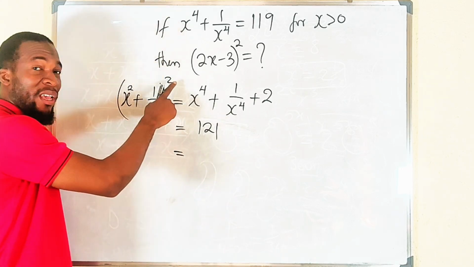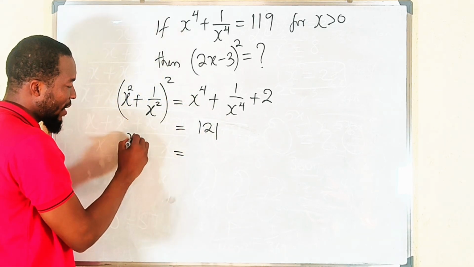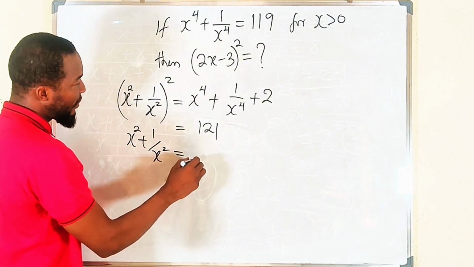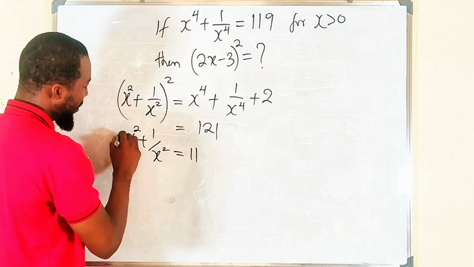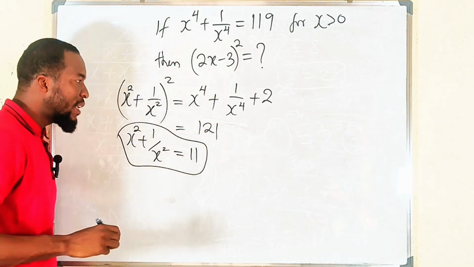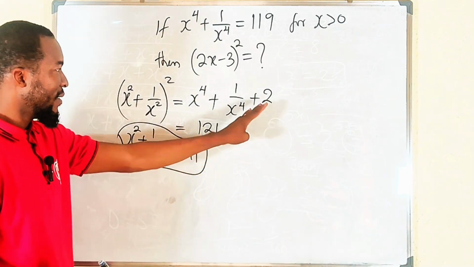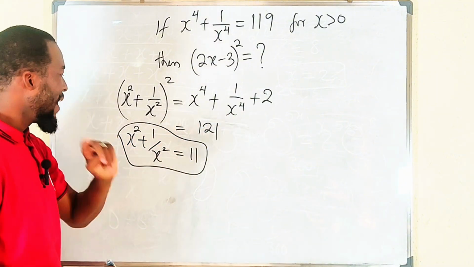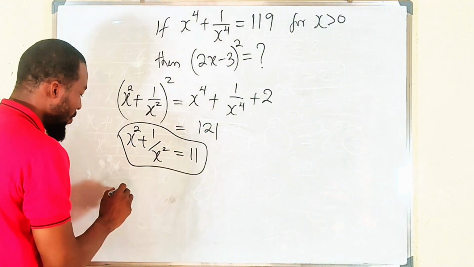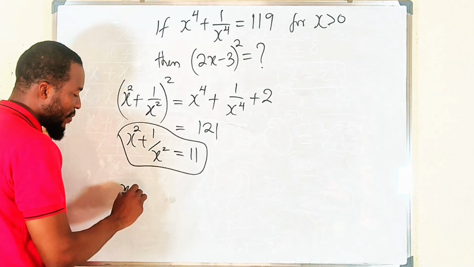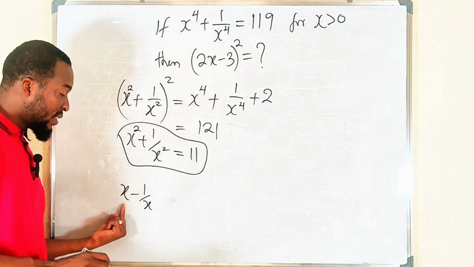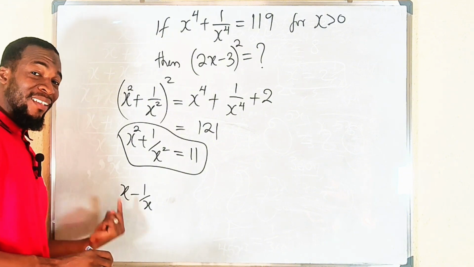But if you take the square root of both sides, to get x to the power of 2 plus 1 divided by x to the power of 2, this is going to give us 11. Yes, if you take the square root of both sides, because this is 121, the square root of 121 is 11. Now I would like to find x minus 1 divided by x. Very important. But this will remain positive provided x is positive.